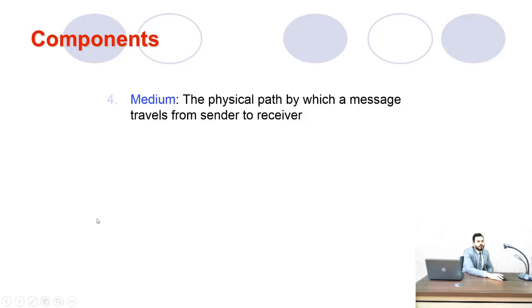The transmission medium means the physical path by which the message travels from sender to receiver. Okay, now you should have a physical path to send the message from sender to receiver. Someone asked me, what does physical path mean? Physical path means you should have a link, maybe wire or wireless, but you should have a link to send information bytes from sender to receiver. That means physical path, right?